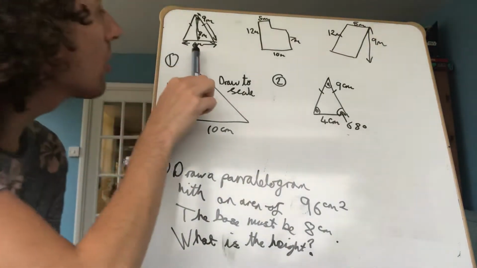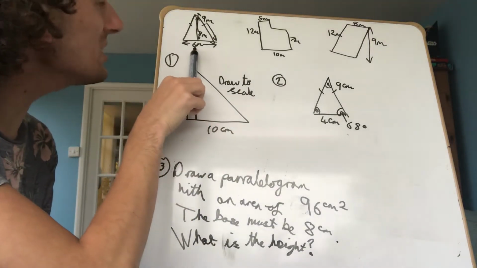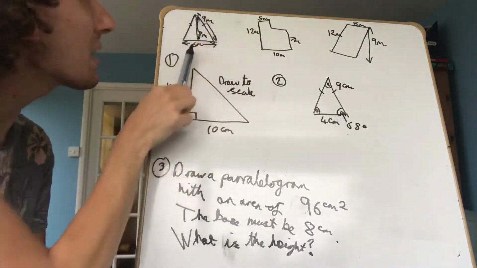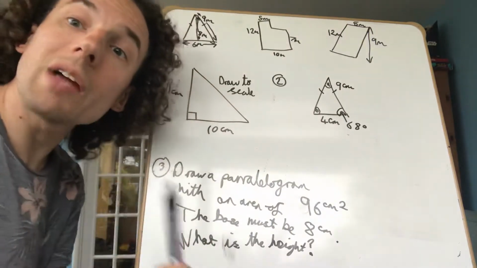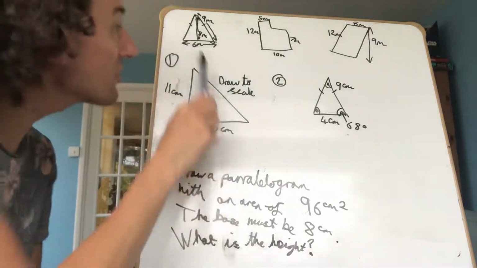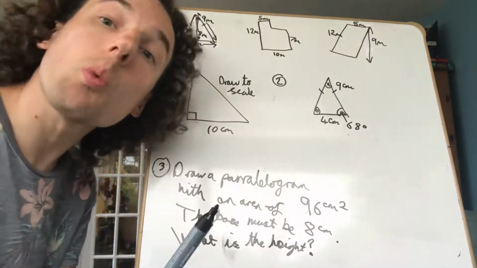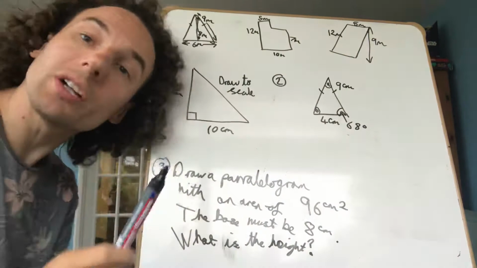Area, for any triangle, all you have to do is the base times the height, not the length, the height, how tall the triangle is. So 6 times 8, and then we halve it. That's all you have to do, because 6 times 8 would give us the square. To find half of it, we would halve that to get the triangle.